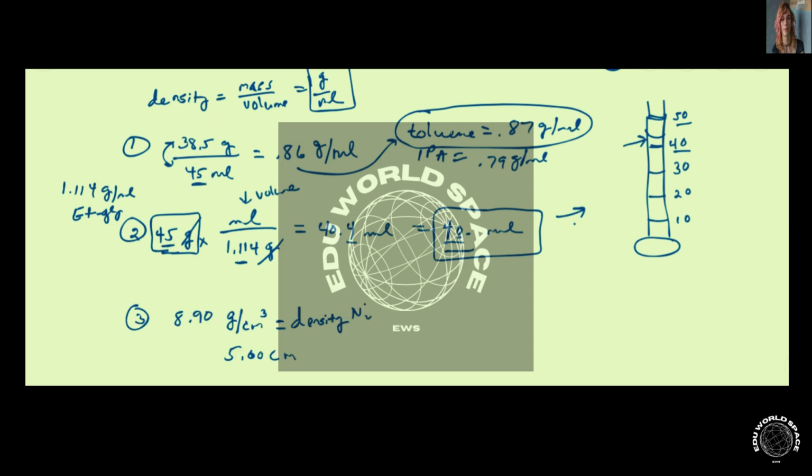The final question addresses utilizing density again to help us determine the mass of a known metal sample. It starts by giving us the density of nickel, 8.90 grams per cubic centimeter, and a cube of nickel, which is 5 centimeters all around.